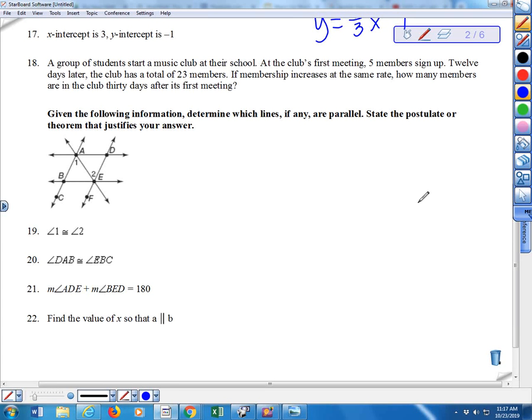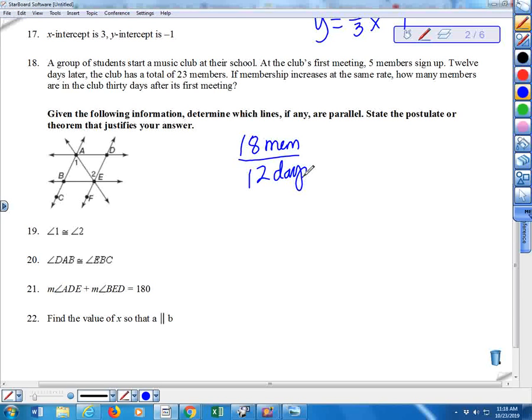So what could I use for the rate, or how do I figure out the rate? What's that? 5 would be your y-intercept. Okay, so the first meeting they have 5 members. 12 days later, 23. So if I subtract 5 from 23, that's 18 members that they got after the first day, right? 12 days later. So 18 members in 12 days. That's the rate that they gained per day.